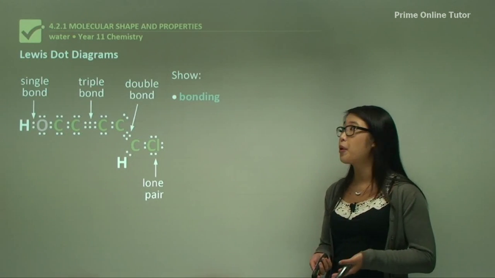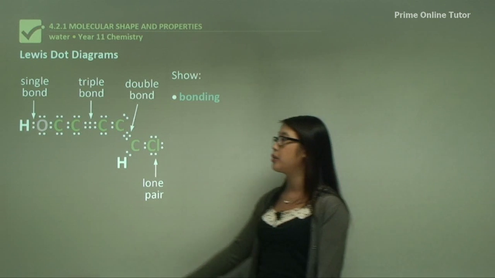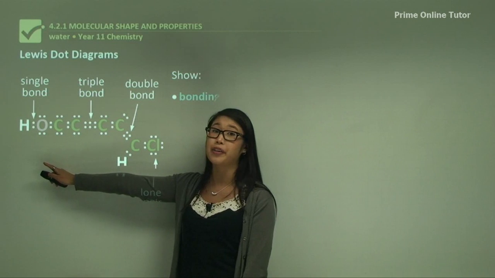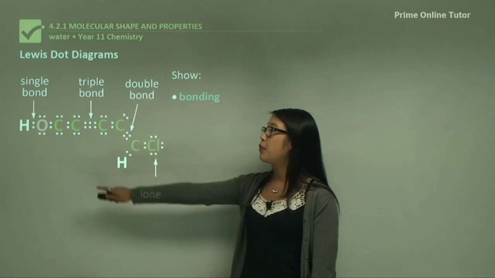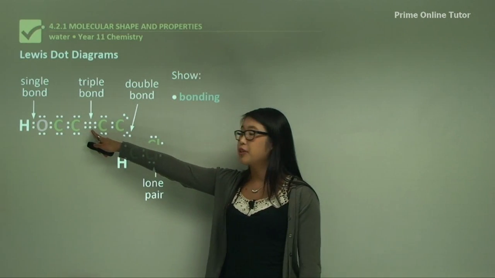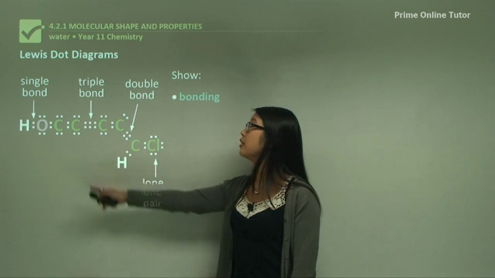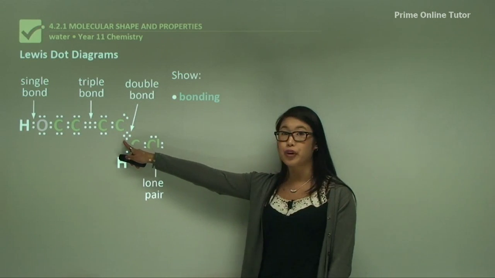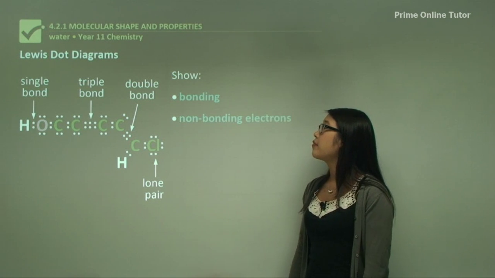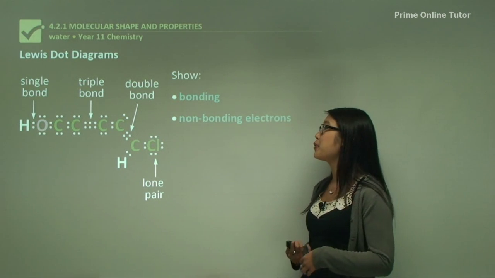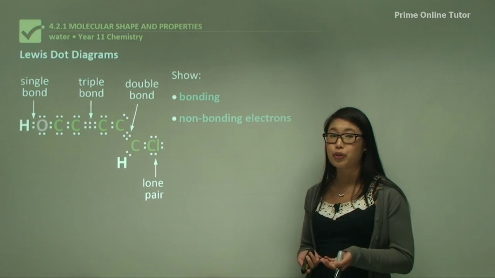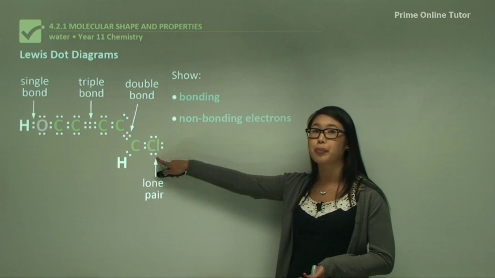They only show bonding, so a single bond is represented by two electrons. Two electrons are involved in bonding, not more or not less. So a single bond has two electrons. A triple bond has 6 electrons because there are 3 sets of pairs. A double bond has 4 electrons because there are 2 sets of pairs. Lewis dot diagrams also show non-bonding electrons. Non-bonding electrons are also called lone pairs, and they're denoted here by 2 dots.